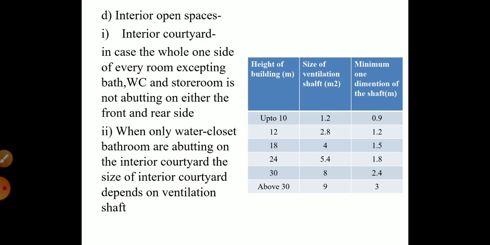Okay, that is the interior courtyard. Second, ventilation shaft. See, you can see here, this is the height of the building, size of the ventilation shaft, and minimum one dimension of the shaft.